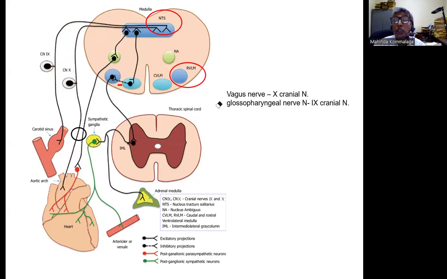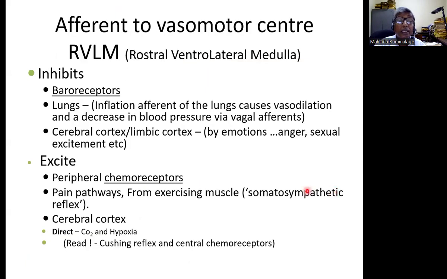So RVLM gets inhibitory information from the baroreceptor. The baroreceptor is the main source of information going to the RVLM that is inhibitory. In addition to that, in the lungs also there are receptors that will inhibit RVLM, and the cerebral cortex also has some impulses that will inhibit RVLM.